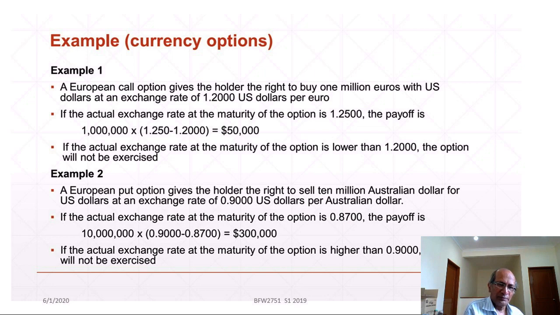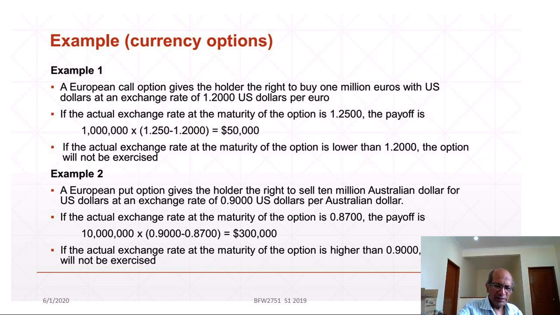That's example 1. But let's say in example 2, the European put option gives the holder the right to sell 10 million Aussie dollars for US dollars at an exchange rate of 0.9 US dollars per Aussie dollar. Let's say you are an American company receiving Aussie dollars. What are you going to do with the Aussie dollars in the US? You have to sell them to buy US dollars. So you are selling at 90 US cents per Aussie dollar.